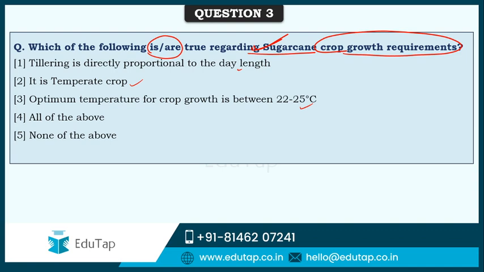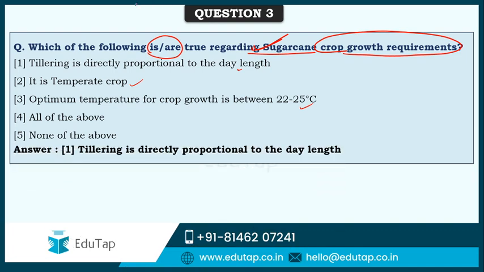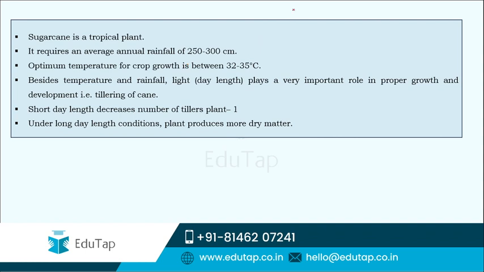3. See here, the correct answer is 1. These two are wrong. And tillering, it's sugarcane. In sugarcane, tillering is there, and tillering is directly proportional to day length to a certain extent. How? We shall see. Sugarcane is a tropical plant, not a temperate plant, and the optimum temperature required for tropical plants is generally in the range of 32 to 35 degrees centigrade.